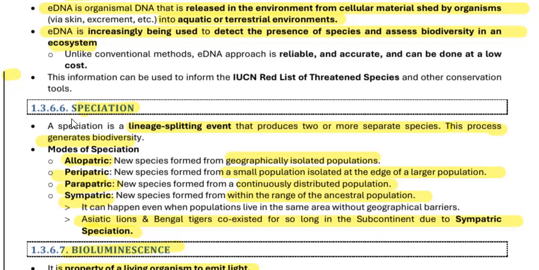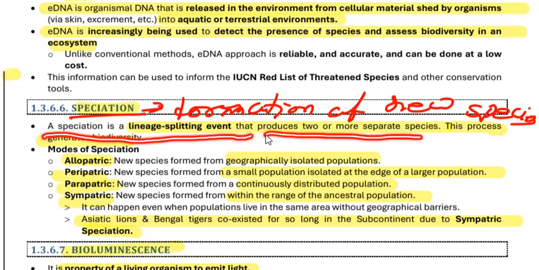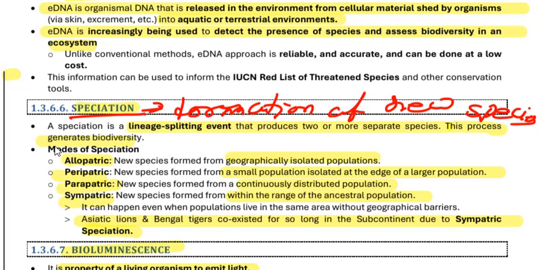Next is speciation. What does speciation actually mean? Speciation in simple words means formation of new species. The formation of new species is called speciation. What is written? A speciation is a lineage splitting event that produces two or more separate species. This process generates biodiversity. What are the modes of speciation? There are four modes given.